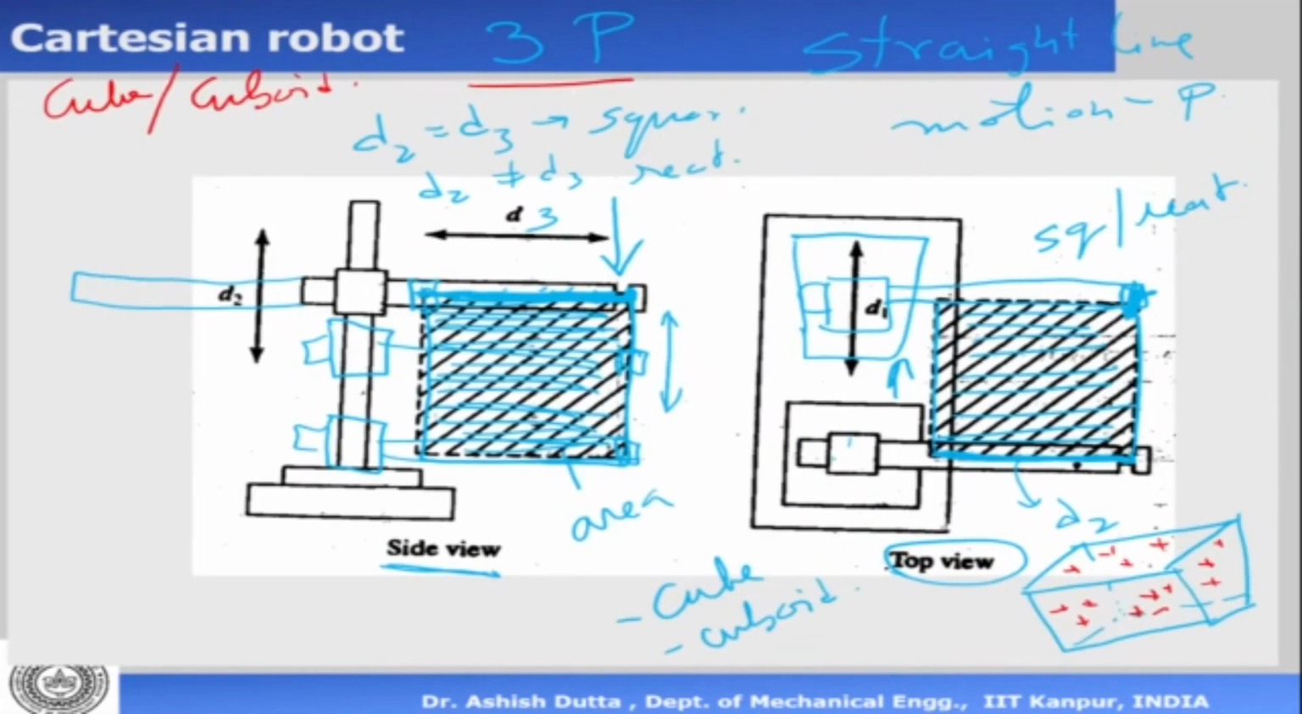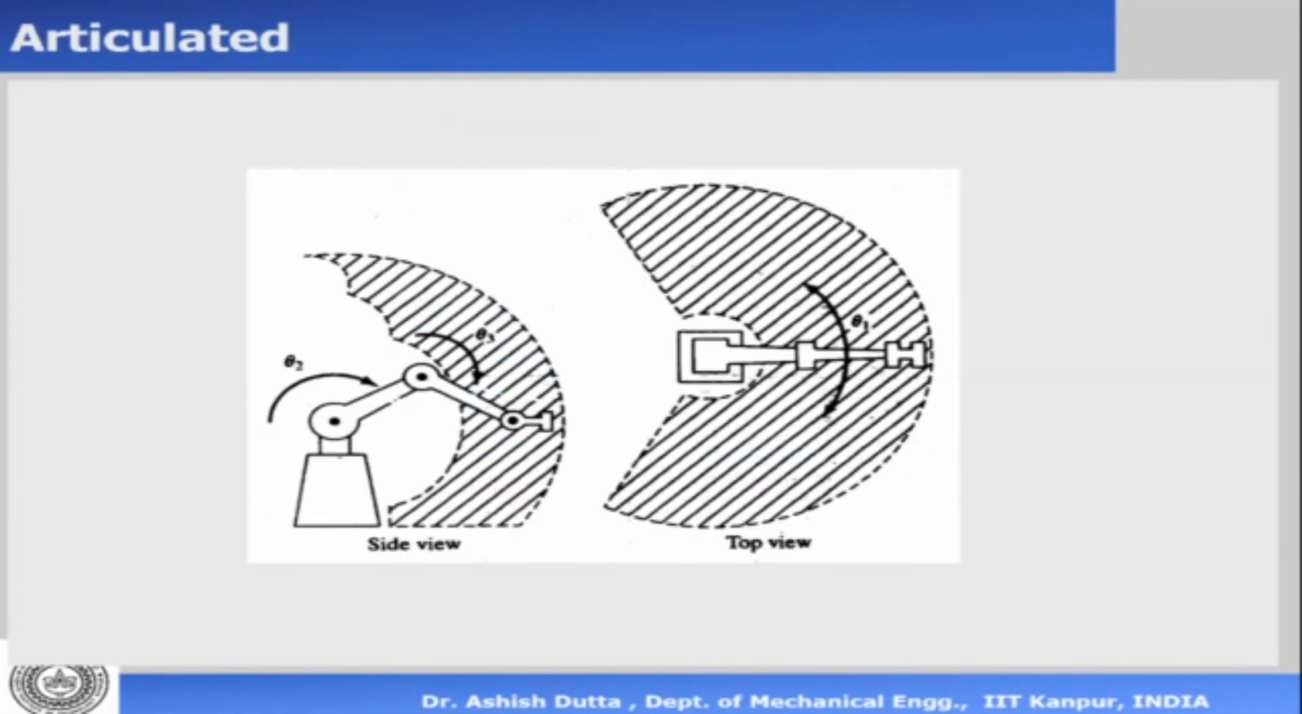Okay, so I've been using this word work volume very often. Now what is a work volume? So the work volume is the area inside which, or the volume inside which, the robot can position its end effector. So anywhere inside this volume the robot can go. Let's look at an articulated robot.